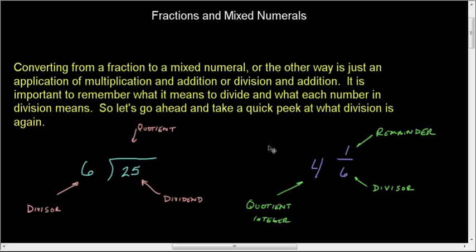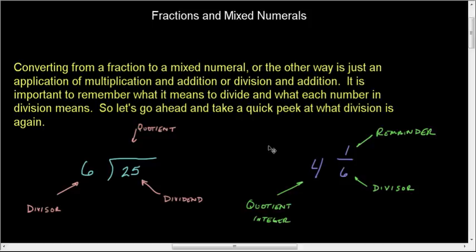In this video, we're going to take a look at fractions and mixed numerals and how to go from one to the other. Converting from a fraction to a mixed numeral, or the other way, is just an application of multiplication and division along with addition.